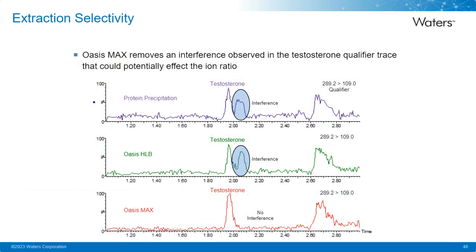And what does this give us? In this specific case, Oasis MAX removed an interference that was observed in the testosterone qualifier trace that could potentially affect the ion ratio. So here we're seeing 3 traces. On the bottom, we see MAX, and there's no interference. But in the other 2, with protein precipitation and Oasis HLB, there's an interfering peak there that could compromise our quantification. So by using selectivity, we're able to get rid of that.